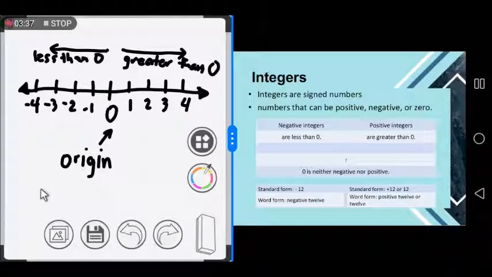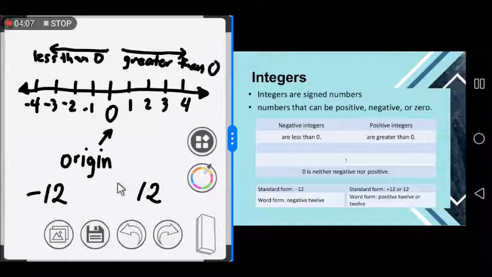So, when we write numbers, specifically negative integers, it is always required for us to have a sign. Let's say on our example, we have negative 12. Negative 12 is written as minus 12. Minus sign and 12. This minus sign is read as negative. For positive integers, it is not required to write a sign in front of it.